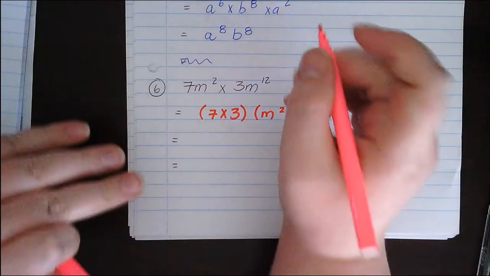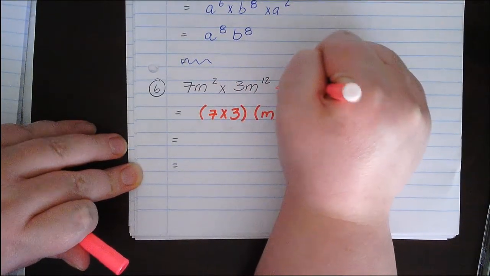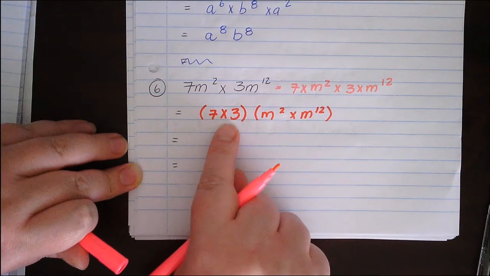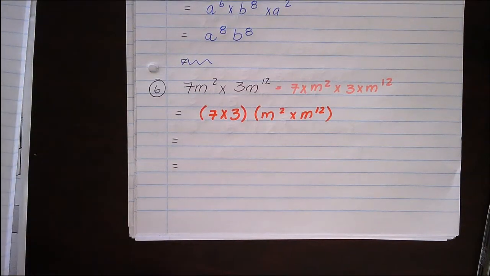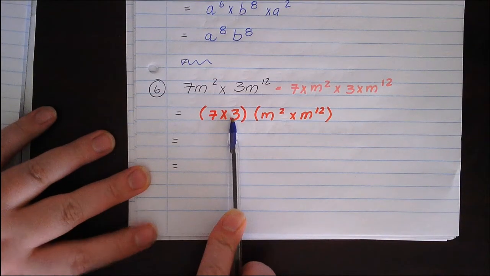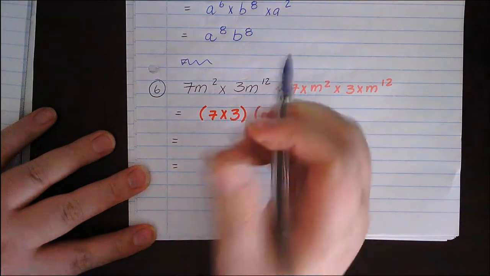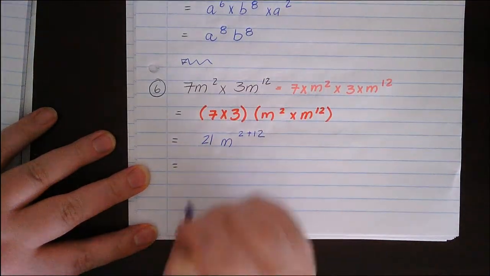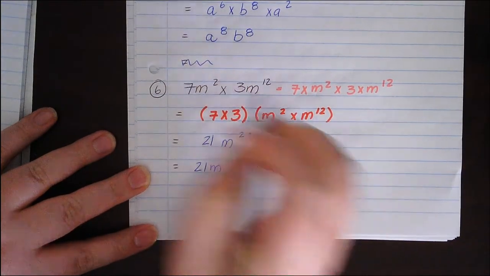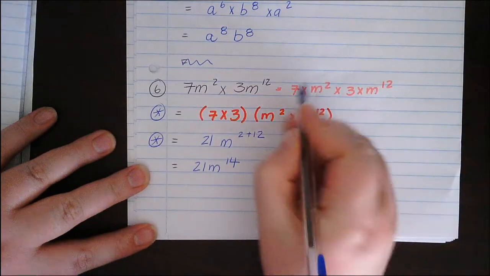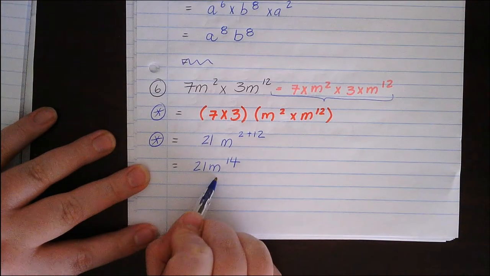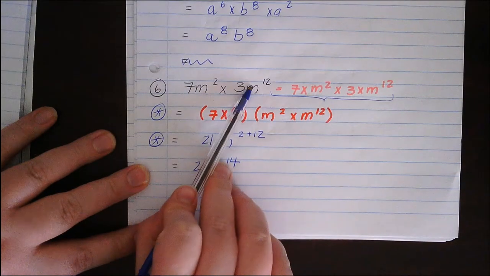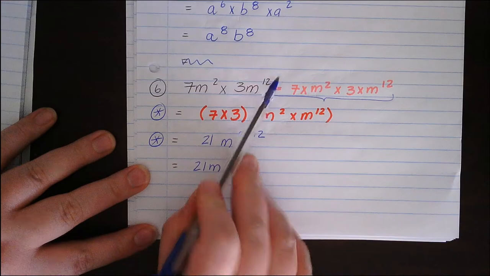Similarly, what I'm actually doing is I'm saying, okay, this is 7 times m squared times 3 times m to the power 12, and I'm rearranging it so that my numbers are together and my m's are together. Okay, so 7 times 3, they're not like bases, so we multiply them as usual. That gives us 21. And then I'm going to add the exponents of the m's. That gives me 21 m to the power 14. You don't need this step. You don't need this in pink. You can immediately go to this answer. Notice once again that the coefficients are multiplied, the exponents are added.